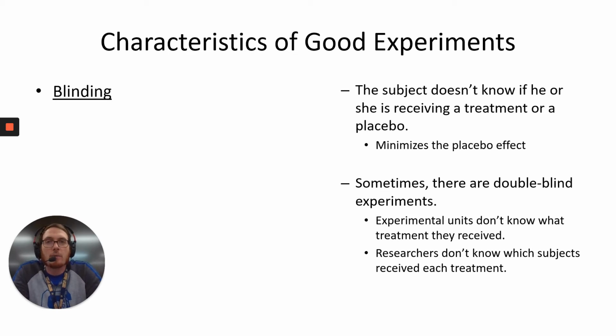That Band-Aid is not going to do anything, but that's the placebo effect, and we want to minimize that idea. So we blindly give everyone one of the two treatments, or treatment or nothing, but they don't know that. Sometimes it's also good to have what's known as a double-blind experiment, where the subjects don't know what treatment they get, and the researcher doesn't.